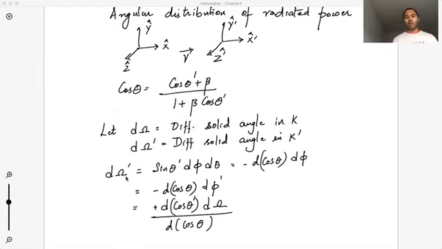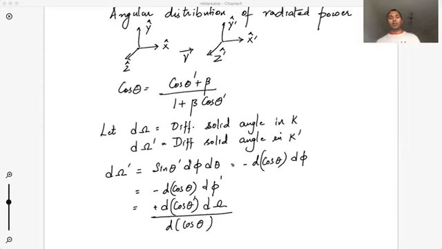So d omega prime, so solid angle in the k prime frame, is sine theta prime d theta prime. Sorry, these have to have primes here, d phi prime d theta prime. Actually, d phi, whether you prime it or not, doesn't matter. Why? Because I'm measuring phi in a plane which is perpendicular to the relative velocity, right?